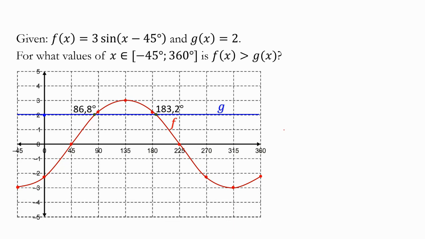Welcome back. Let's do question 2c. Right, we have our functions f of x and g of x, and then for what values of x from negative 45 degrees to 360 degrees is f of x greater than g of x?